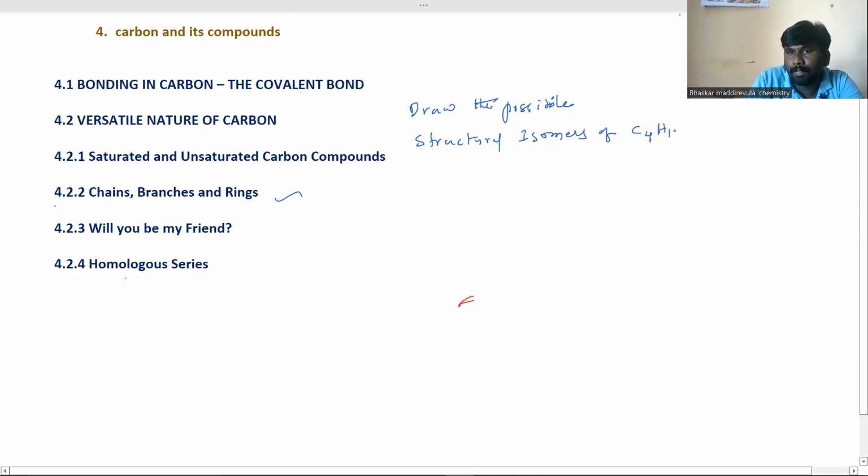C4H10. C4H10 is one of the alkanes. We can call it butane. We wrote this using the general formula of alkanes, CnH2n+2. By using that, we wrote butane. Now we'll see what the possible structural isomers are for this molecular formula, the molecular formula of butane.